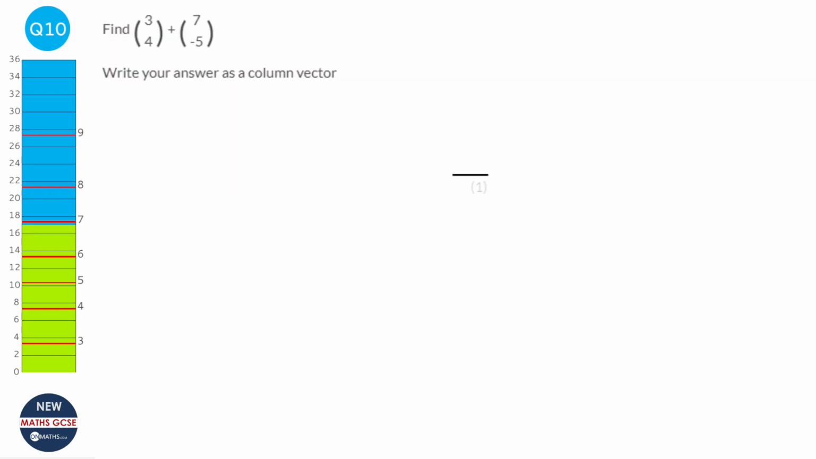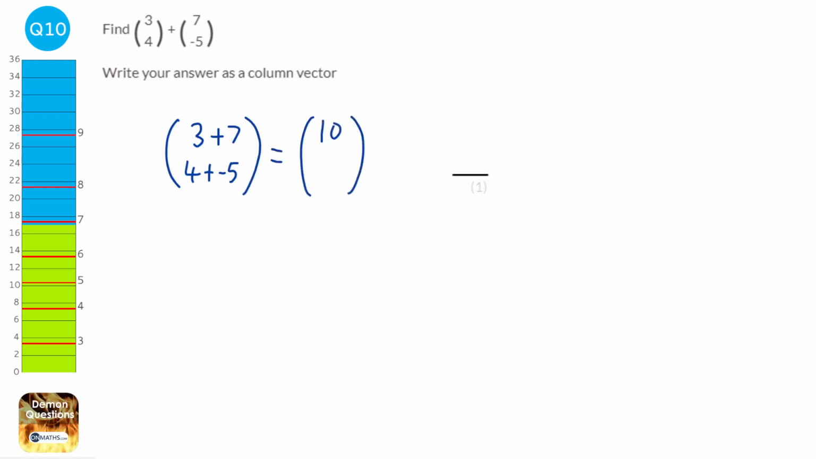To add column vectors, all we need to do is add the tops and add the bottoms. So 3 plus 7 is 10, and 4 plus minus 5, or just 4 minus 5, is minus 1. So our answer is 10, minus 1.